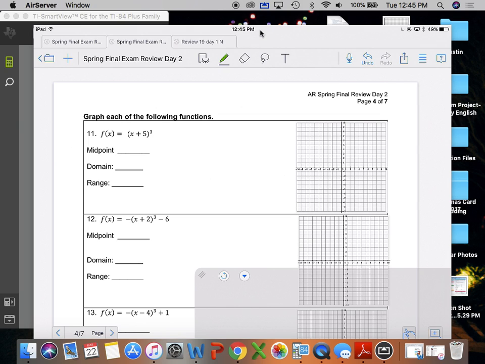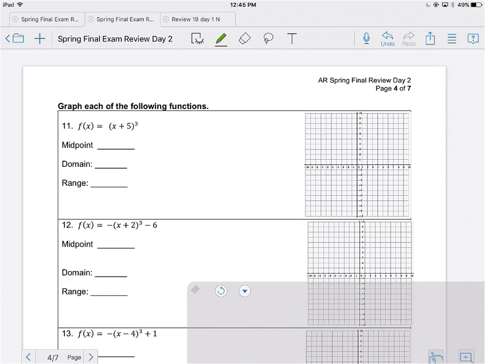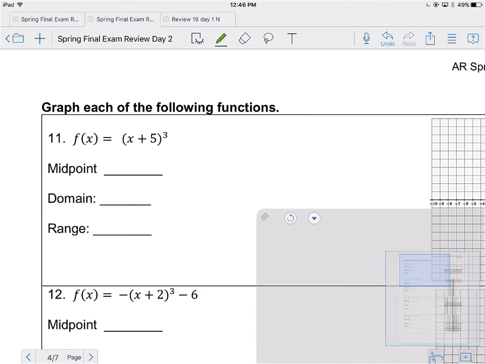This video covers the Spring Final Review Part 2, or Day 2, pages 4 through 7. So if you need the beginning, that's on a different video. This is the second half of the review. This starts out with cubed functions.